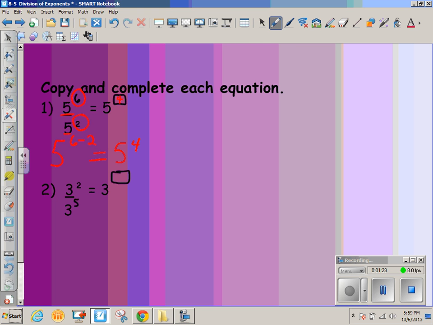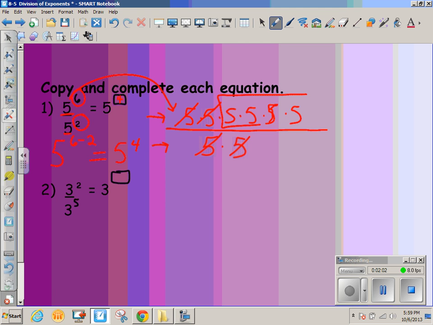Now, why does that work? Let me go ahead and write this out for you. If I had 5 raised to the 6th power, it looks like this, 5 times 5 times 5 times 5 times 5 times 5, all over 5 raised to the 2nd power. So if I'm multiplying by 5s on the numerator and then dividing by 5s in the denominator, then this 5 would cancel with a 5. This one is also going to cancel with a 5 because 5 and 5 share a factor of 5. So all that would be left here is 5 raised to the 4th power.